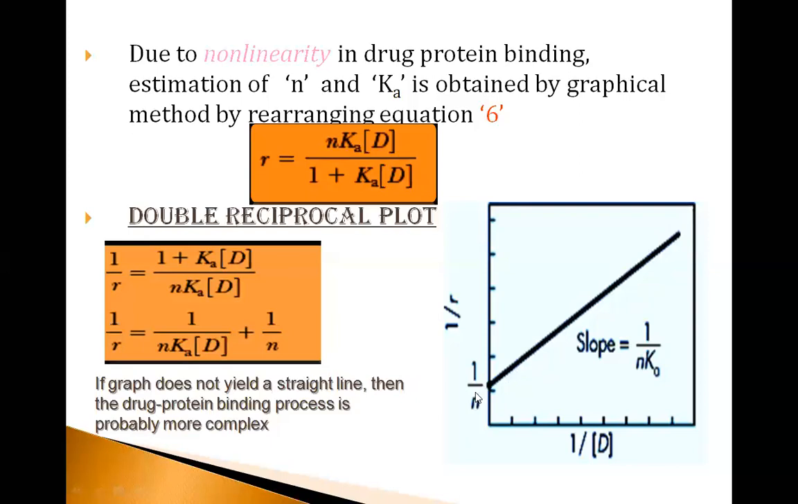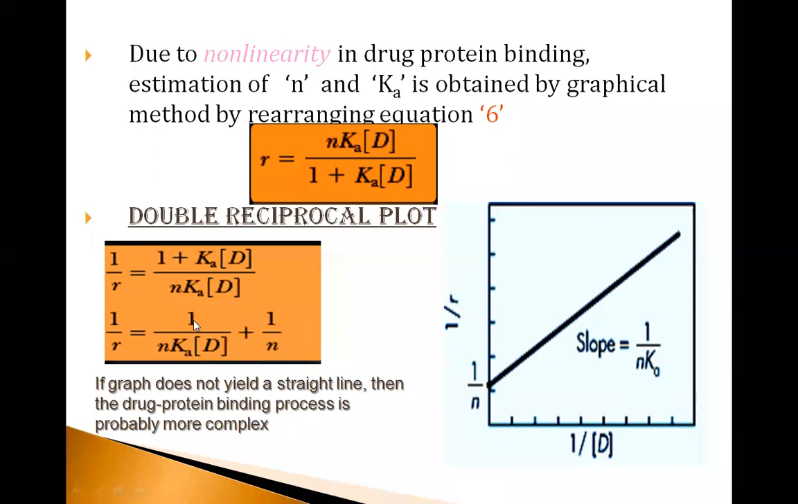Now the intercept is 1 by n. That's what I said, c is 1 by n, so I get the value 1 by n from the intercept. I take the slope, and the slope is 1 by n into Ka. Slope is m, multiplied by x. Understand, y is equal to m x plus c, that is, 1 by r is equal to 1 by n into Ka, into 1 by d as the x, plus 1 by n.